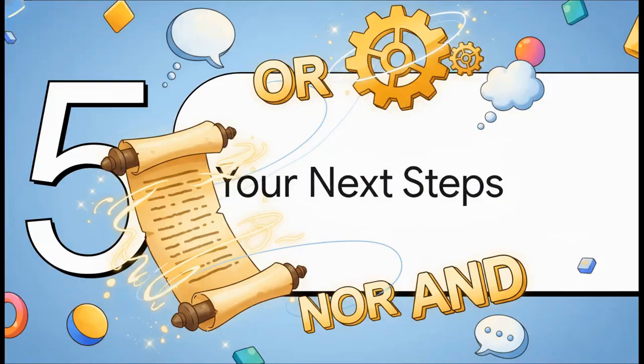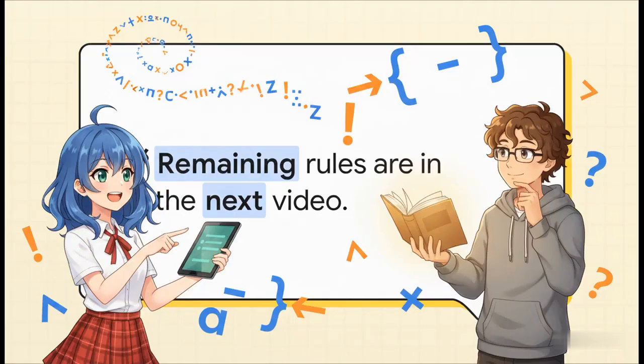And there you have it. We've unpacked the key concepts, we've mastered the golden rule, and we've navigated the tricky waters of conjunctions like or, nor, and. This is a fantastic foundation for making your writing and speaking sound way more clear and confident. Now, would you believe there are about 14 rules for subject-verb agreement in total? So yeah, we've really just scratched the surface here.